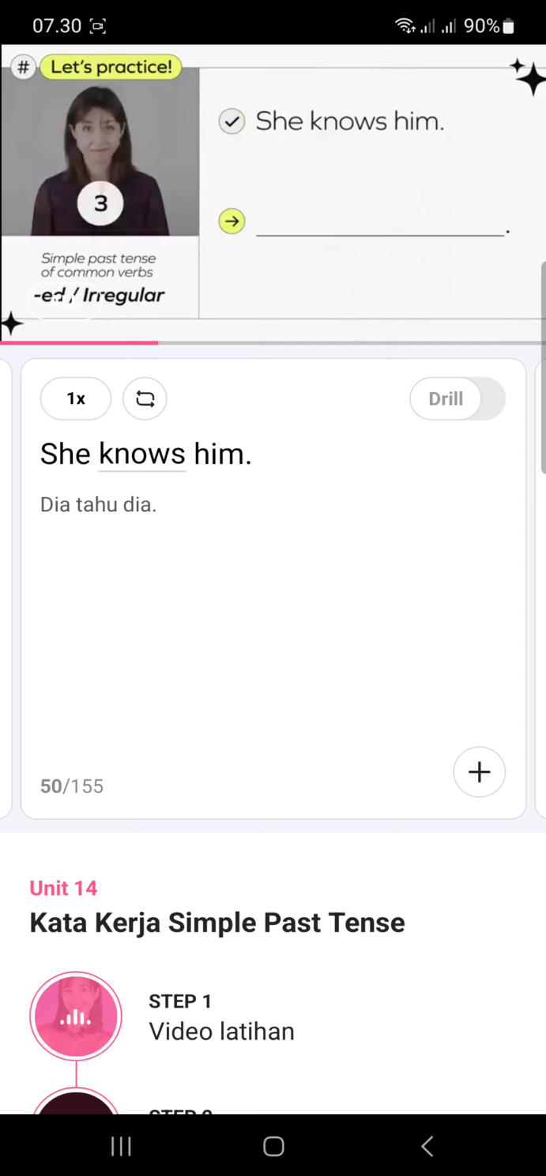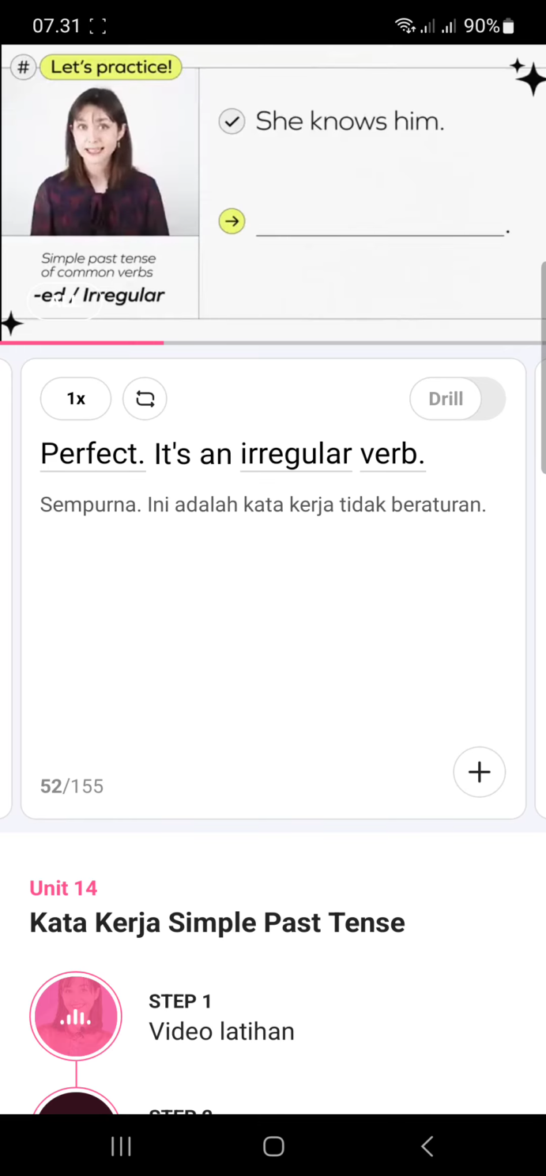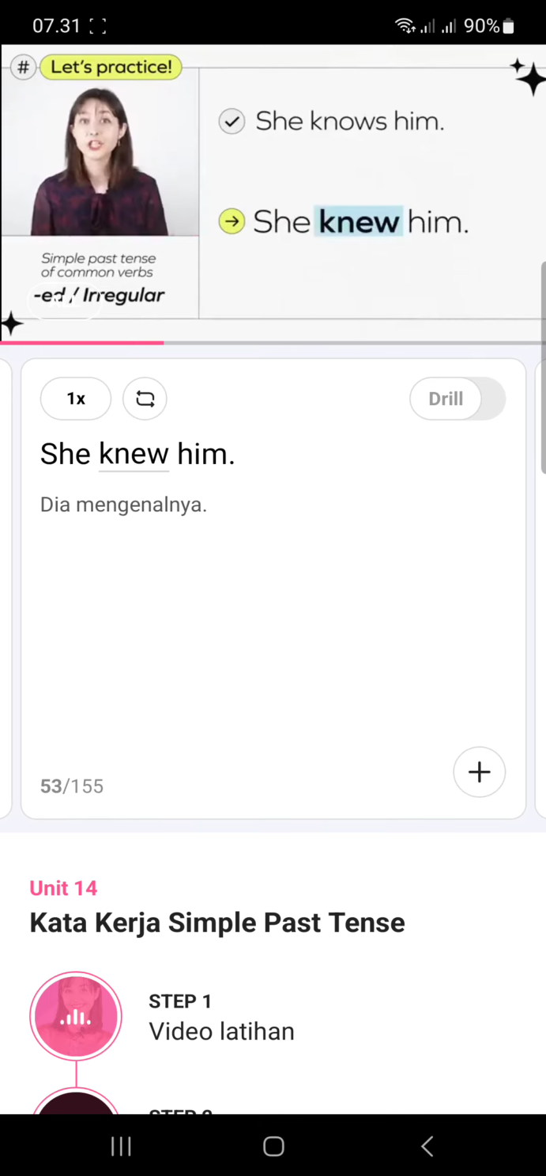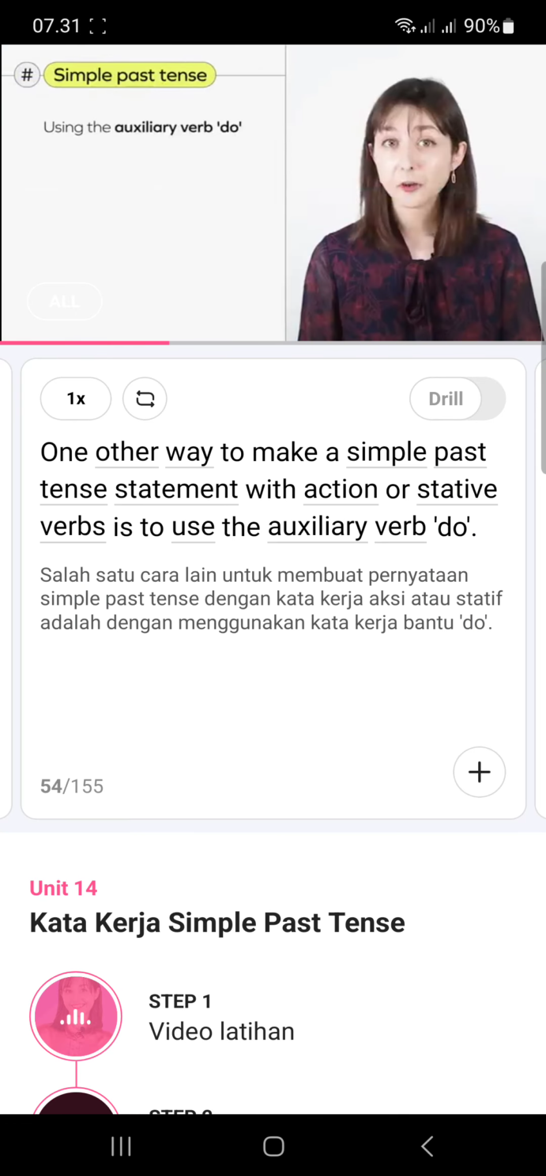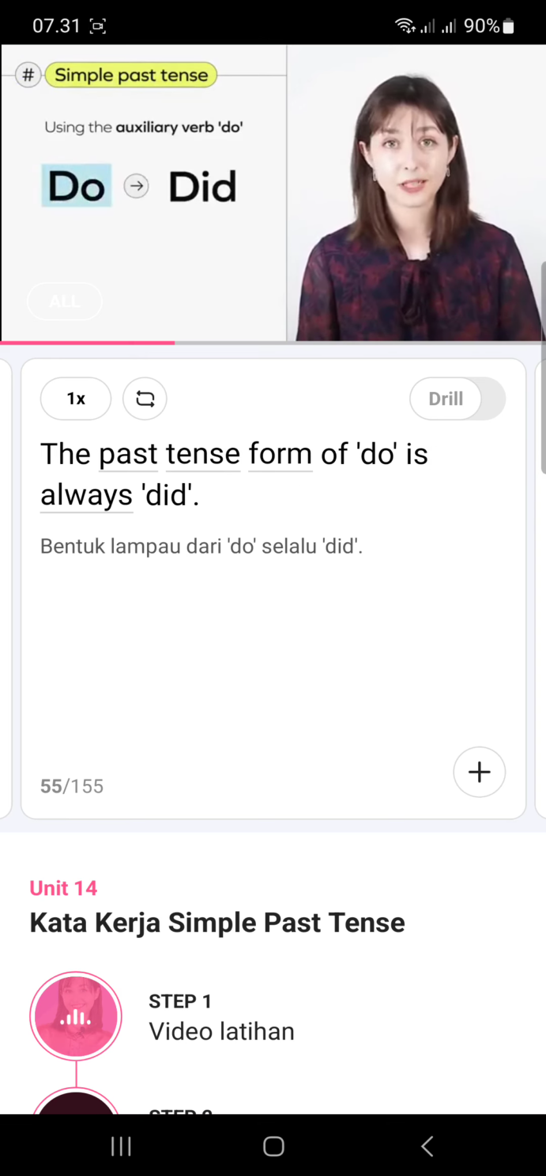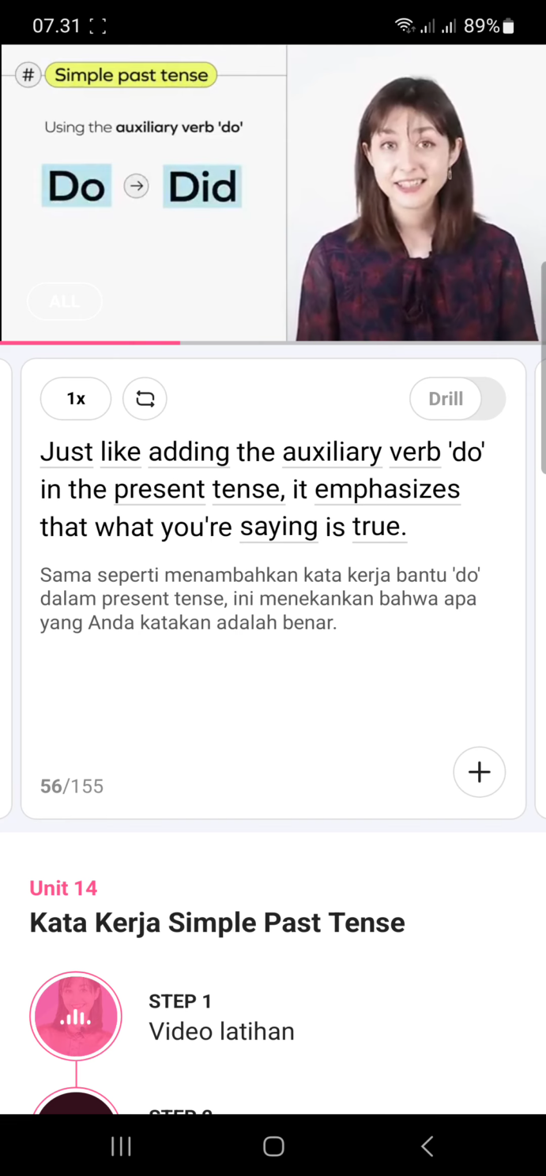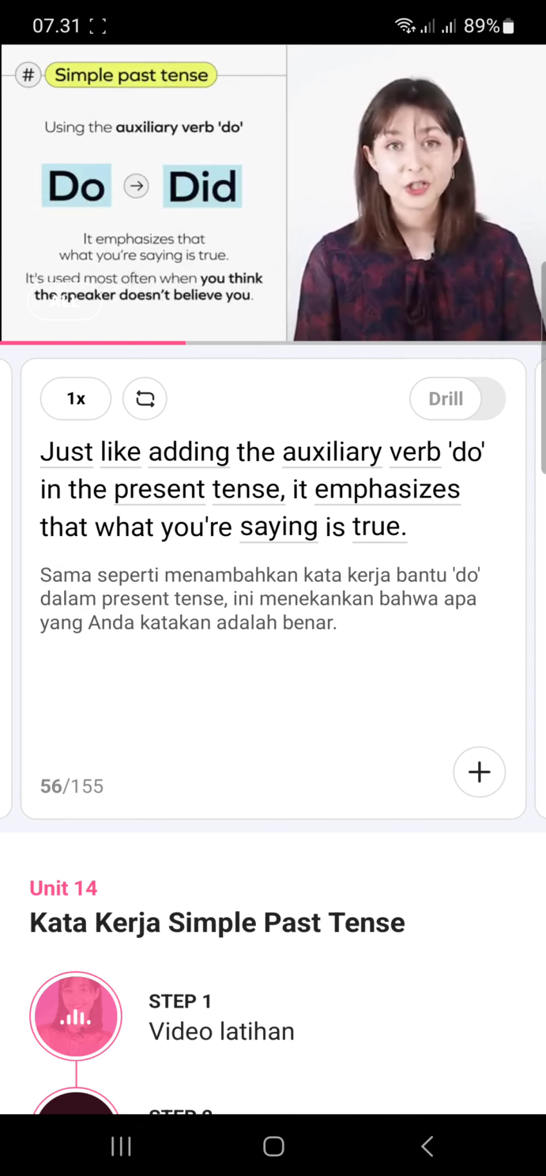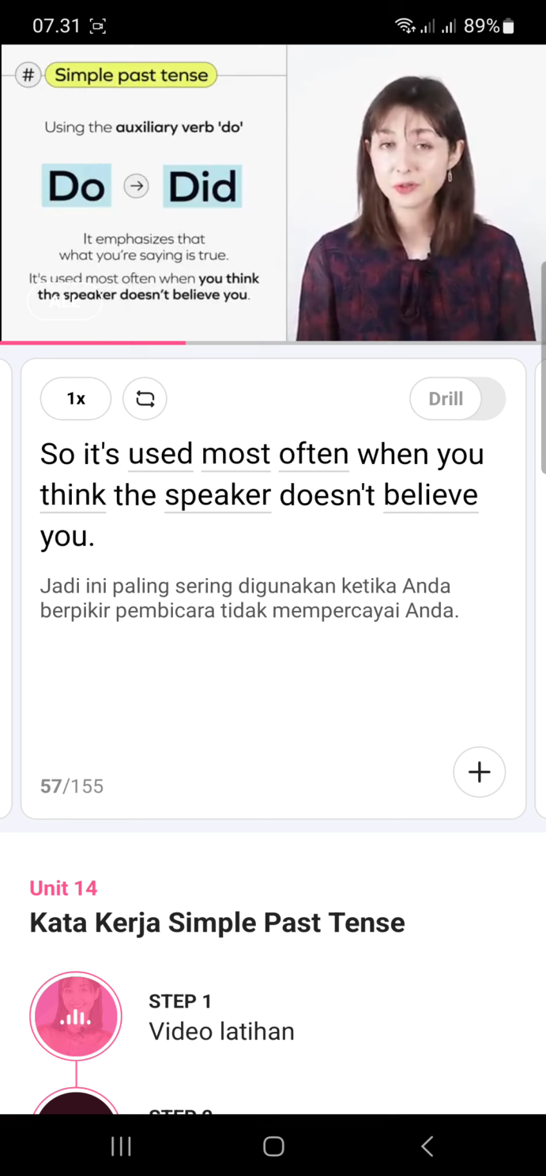She knows him. Perfect, it's an irregular verb. She knew him. One other way to make a simple past tense statement with action or stative verbs is to use the auxiliary verb do. The past tense form of do is always did. Just like adding the auxiliary verb do in the present tense, it emphasizes that what you're saying is true. So it's used most often when you think the speaker doesn't believe you.